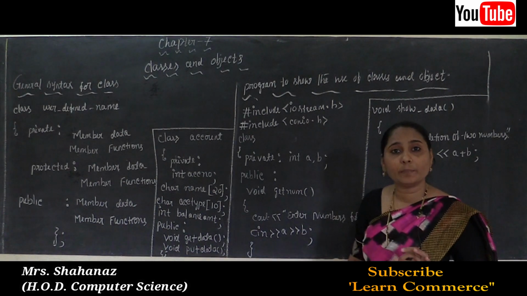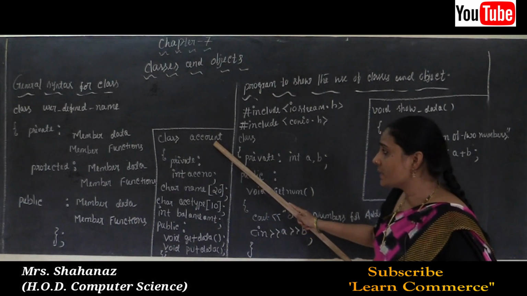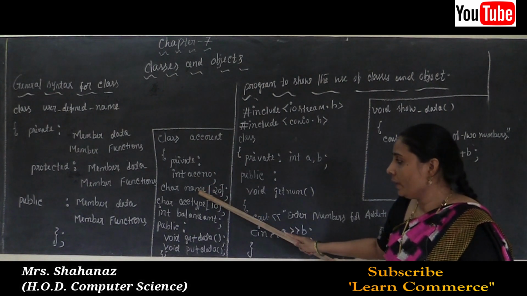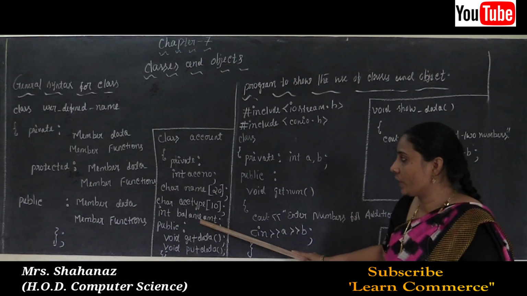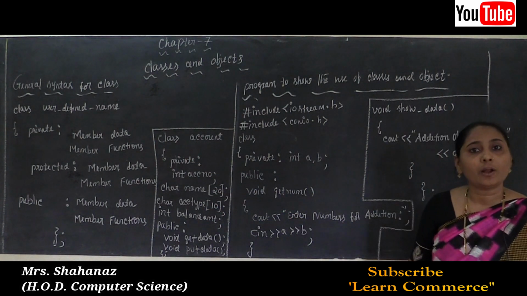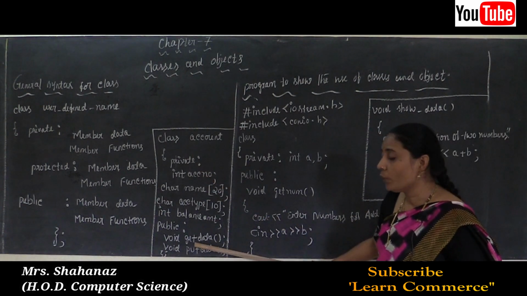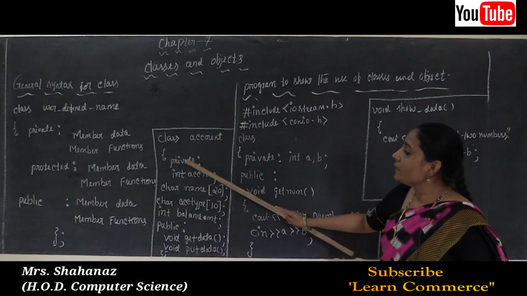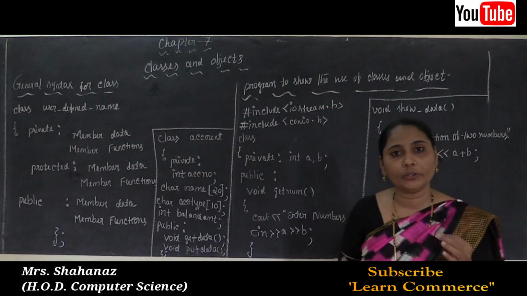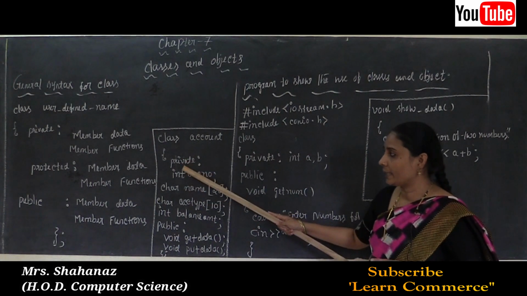Here the class account contains four member data: account number, name, account type, and balance amount. So the class account contains four member data and two member functions. And the member data are private by default. You should remember, when you declare any data, you should use the access specifier, that is private.